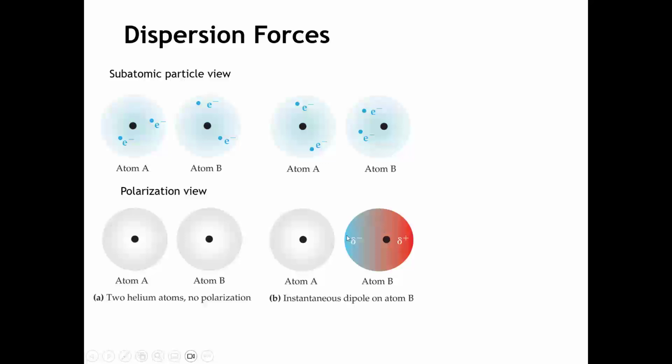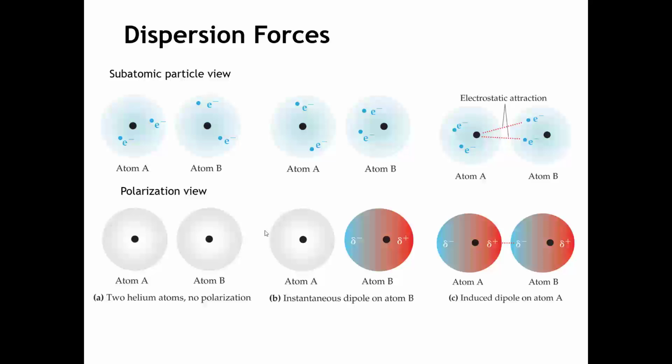So that's going to make a dipole moment at that instant in time on the helium atom. And the dipole is going to be negative on the left-hand side and positive on the right-hand side. So atom A, which was just minding its own business until atom B went and did this dipole thing, is going to respond to that.